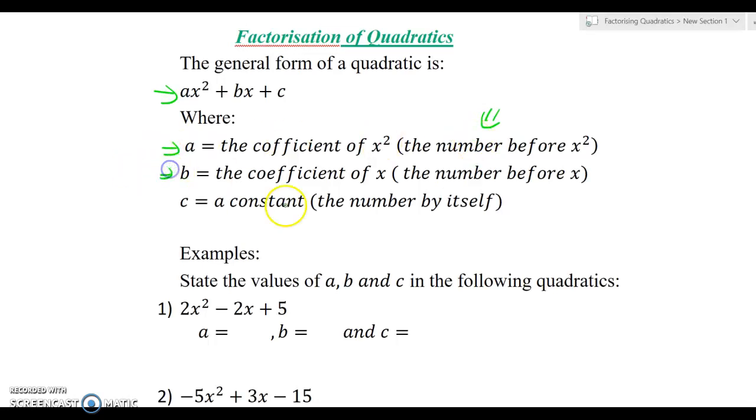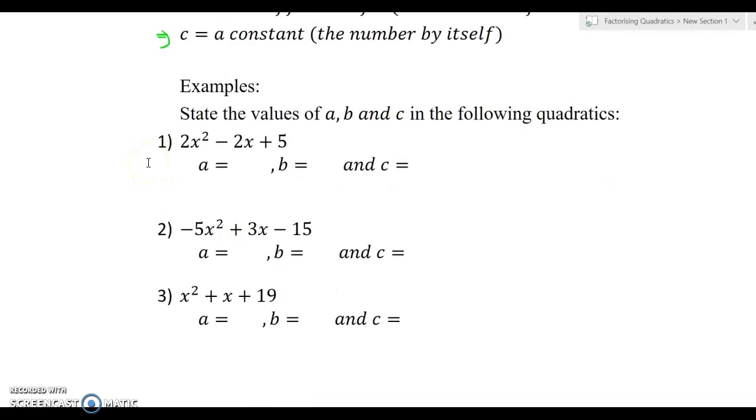The b represents the coefficient of x, which is the number before the x. And c is a constant. Normally the constant is the number by itself, with no letter attached to it. So now let's look at the examples lower down here.